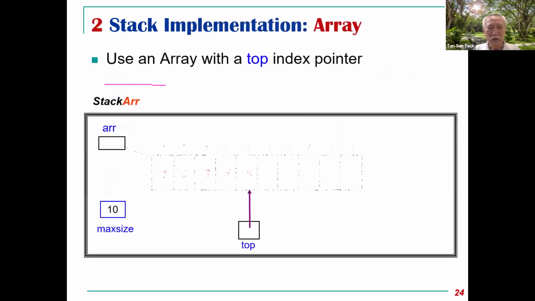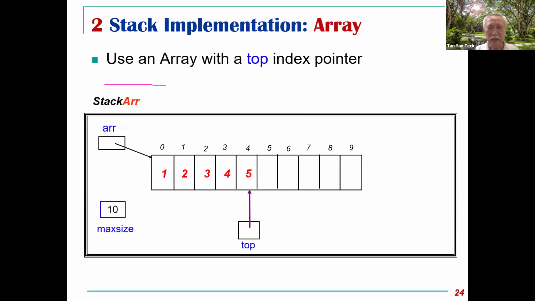Okay, so we can implement the stack using the basic data structures, right? We can use an array to implement a stack, and what we need is just a top index pointer. The index pointer points to the top of the stack, pointing to the element. If you want to access this element, you just use this top as the index to go to the element, and you get the value.